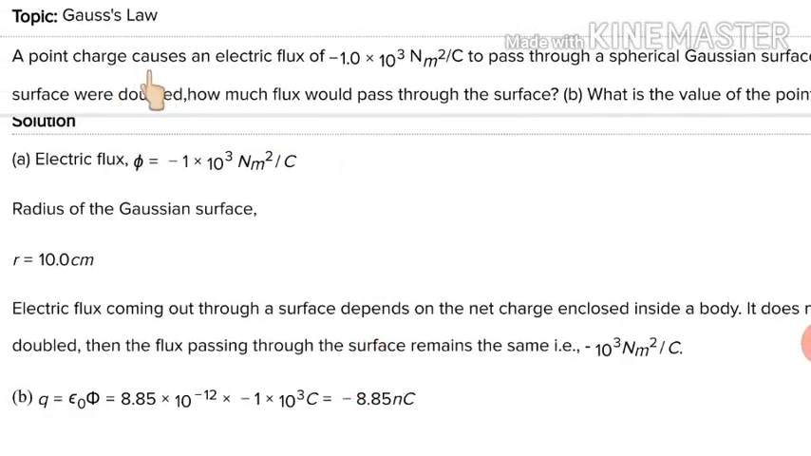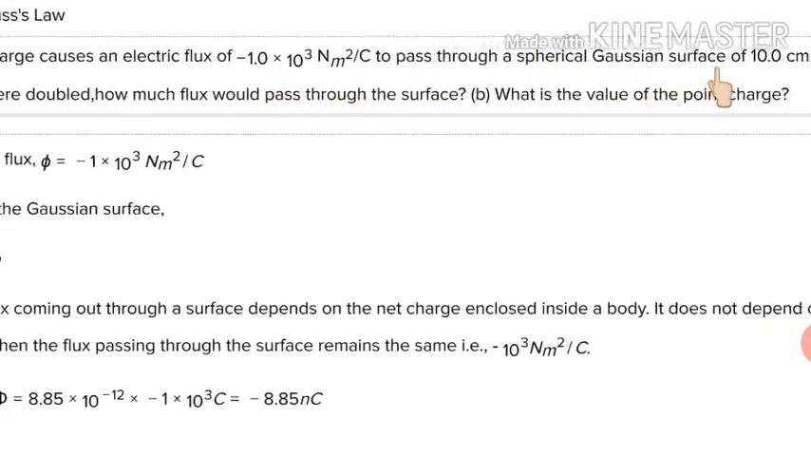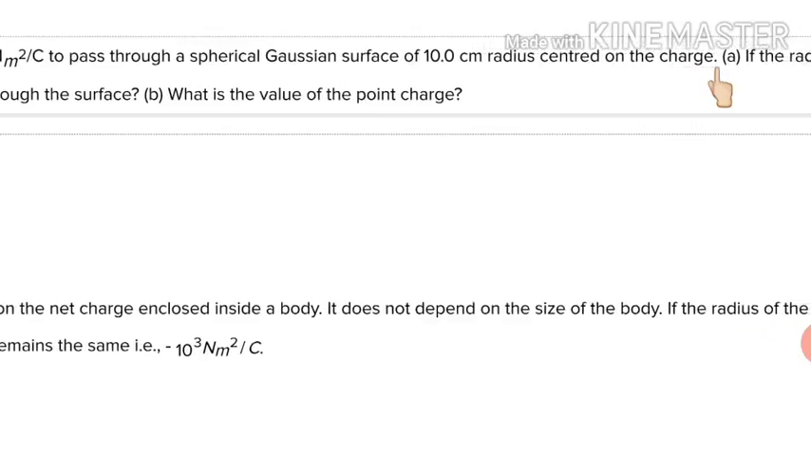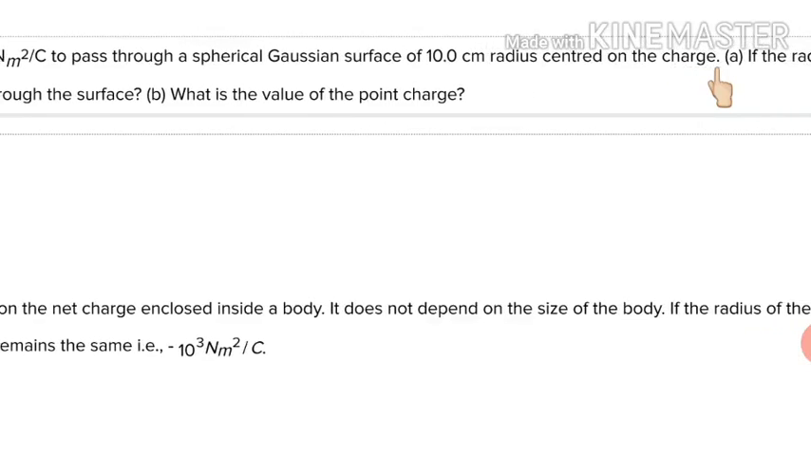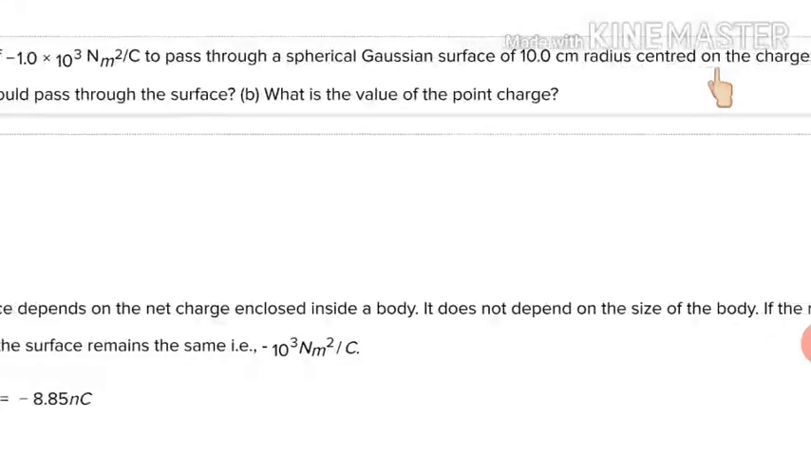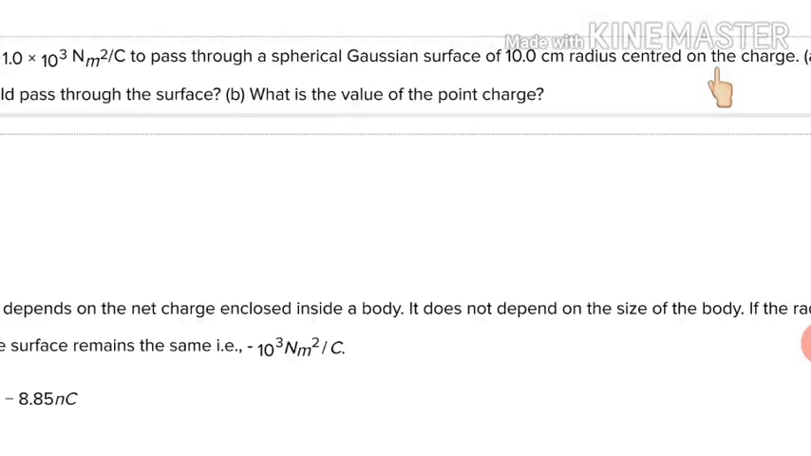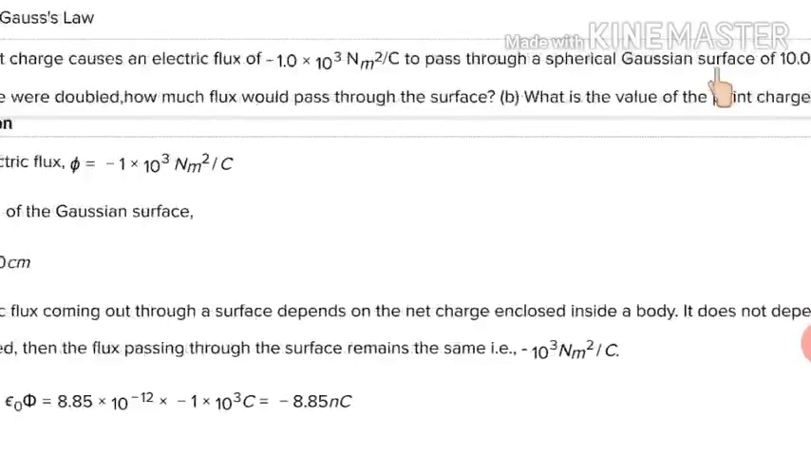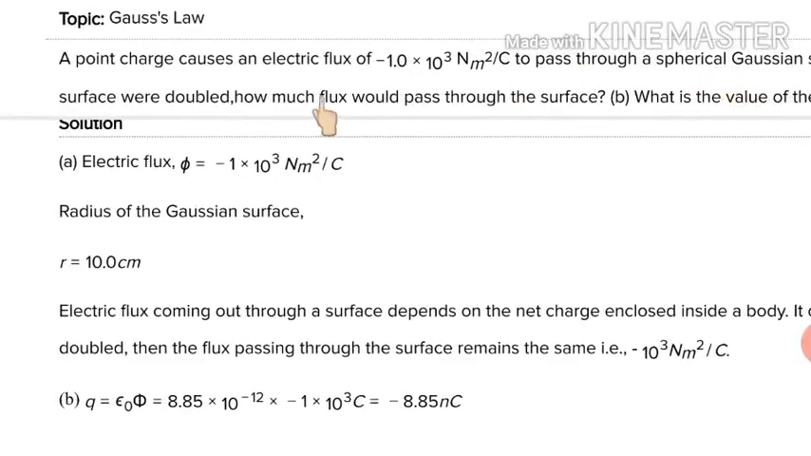A point charge causes an electric flux, this much flux is given, to pass through a spherical Gaussian surface of 10 centimeter radius centered on the charge. So they are talking about a spherical Gaussian surface, and the radius of that surface is given. Flux is given and radius of the Gaussian surface is given. The question is, if the radius of the Gaussian surface is doubled, how much flux would pass through the surface?